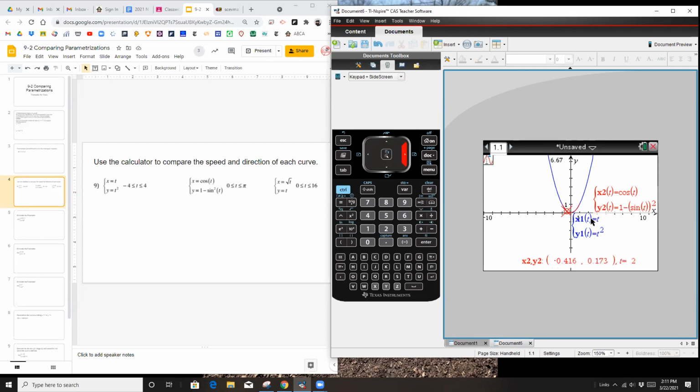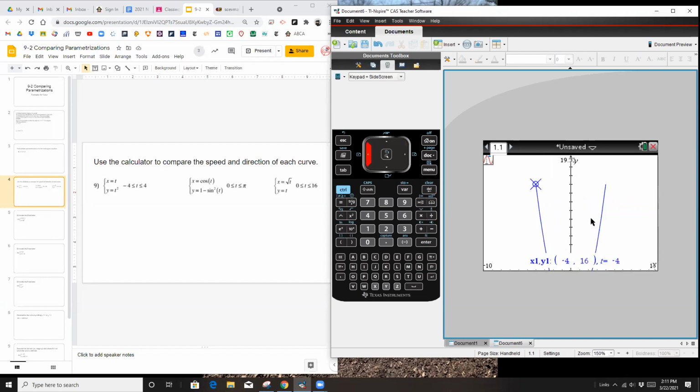So the reason why I changed it to one is so that it's the same for both of these. So look at the distance between these two points as t increases by one, and then from one to two, and then from two to three. Now, if I change it to the blue graph, you go from negative 4 to negative 3, negative 3 to negative 2.